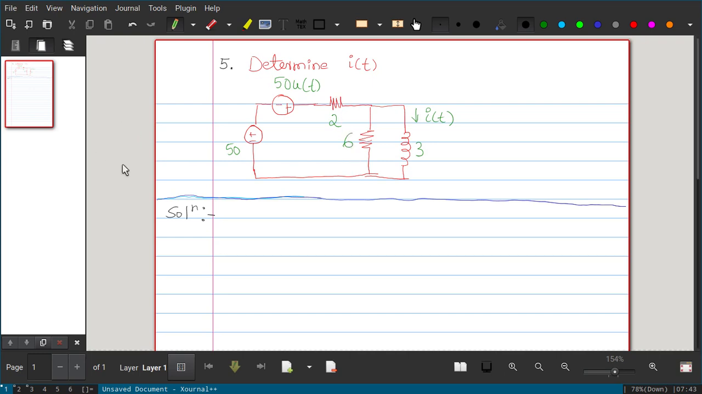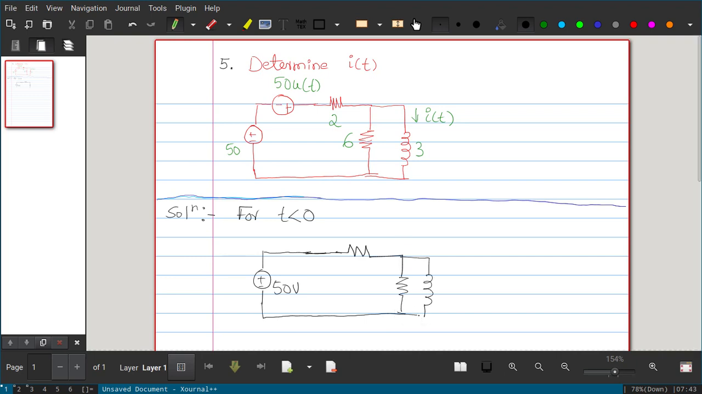Okay. So first, we will write for t less than 0. So the circuit diagram we will draw. For t less than 0, this 50 volt will be there, but this 50 u(t) will not be active. How to denote an inactive voltage source? By 0 volt. 0 volt, how to represent 0 volt? It's a short circuit. And 2, 6 and inductor. So 2, 6 and 3, current passing through is i(t).